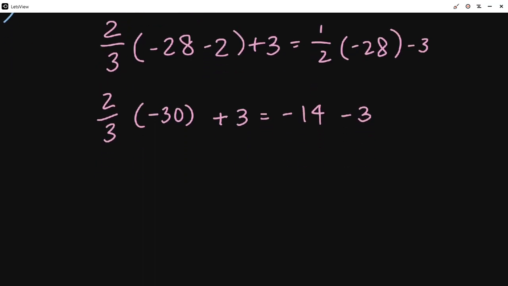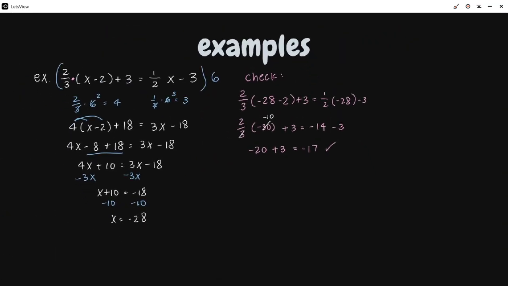Now we're going to multiply. 2 over 3 times negative 30, we can cancel these out, this would be negative 10. And 2 times negative 10 is negative 20. Negative 14 minus 3 is negative 17, and negative 20 plus 3 equals negative 17. So this works.